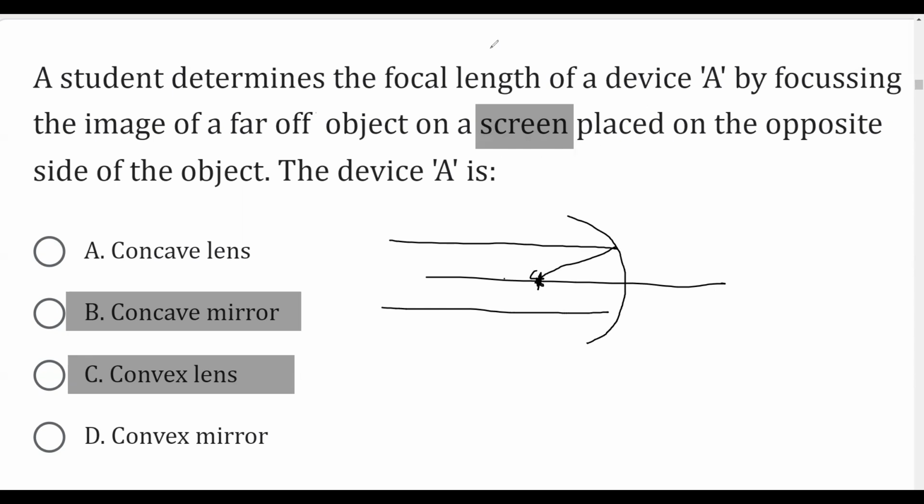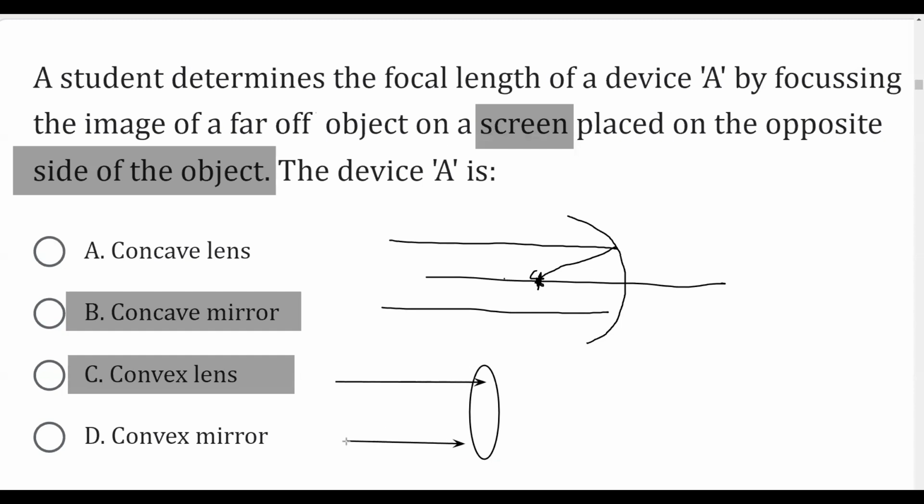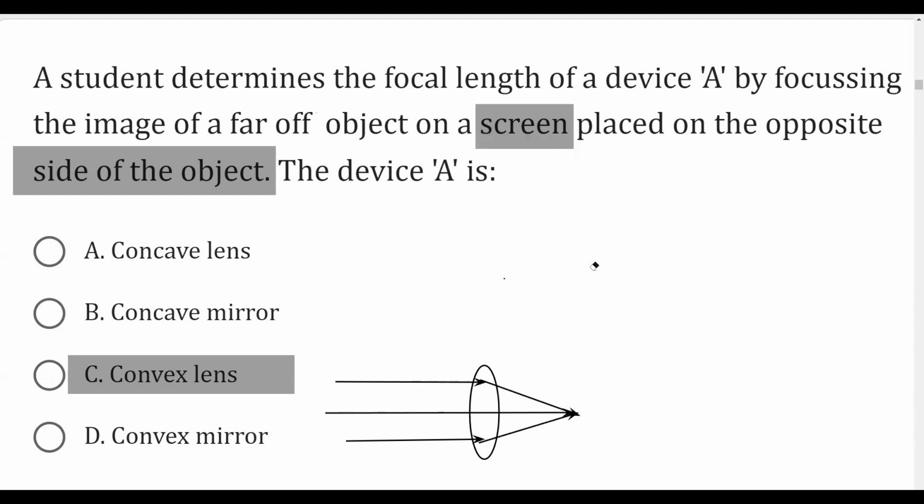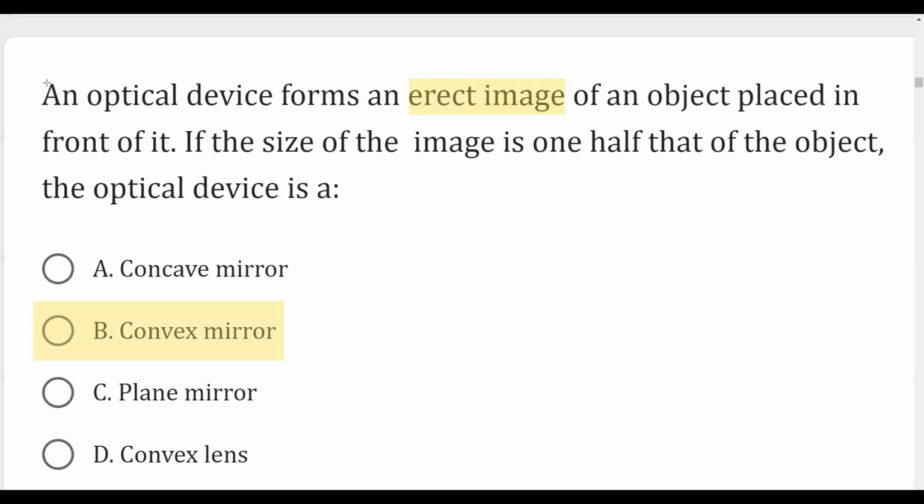But when you read the question properly, it says that the image is formed on the other side of the object. So it has to be a convex lens, right? When parallel beams of light fall on it, they meet at the focus. So it cannot be a concave mirror. As you can see, it is formed on the other side, so it has to be a convex lens. So we say C is the correct answer for this.